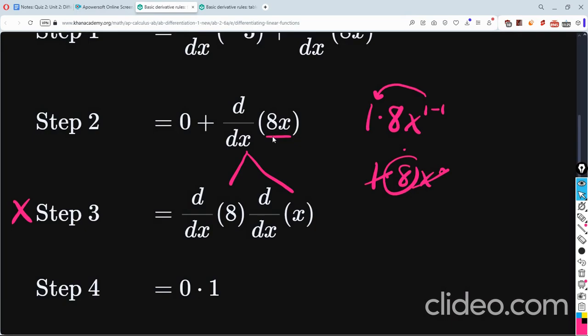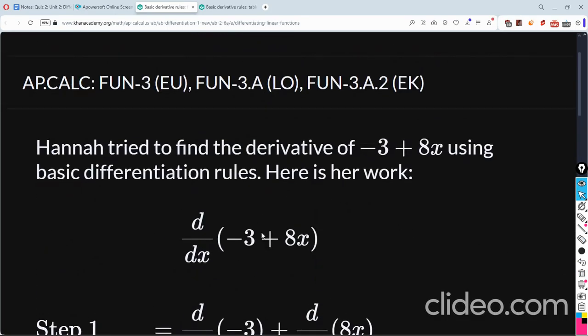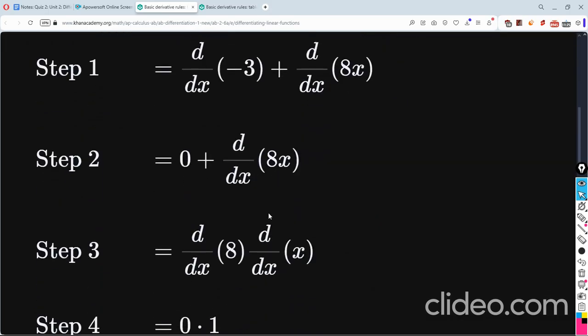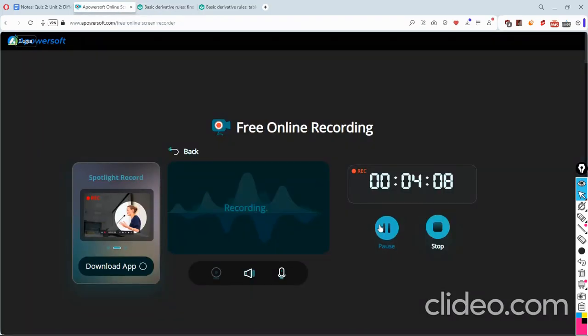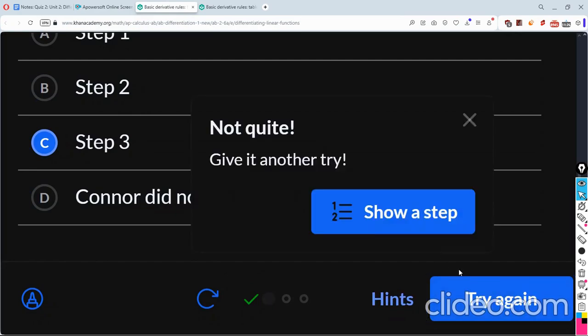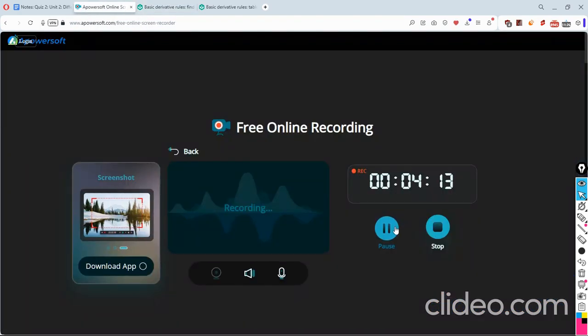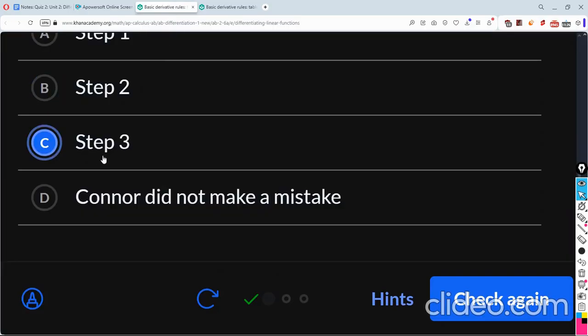The problem here is that 8 times x is a product. You can't break up the derivative of a product and make it the derivative of 8 times the derivative of x. It doesn't work if it's a product. It only works when it's added or subtracted. In the case of a polynomial, you can distribute it to each term. But you can't break up a product like the person did in step 3. Somehow I lost the last problem, but the answer was step 3.